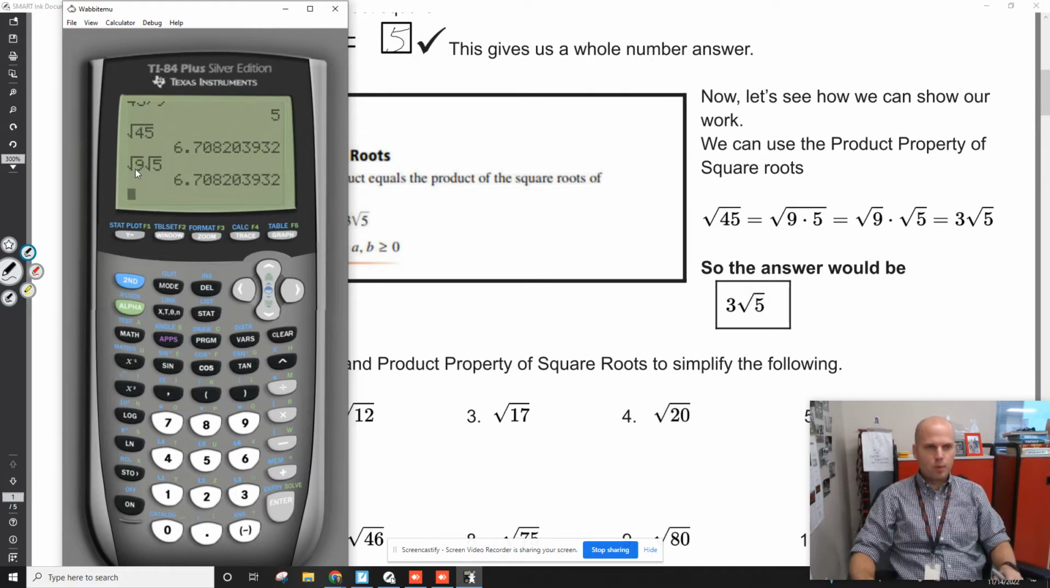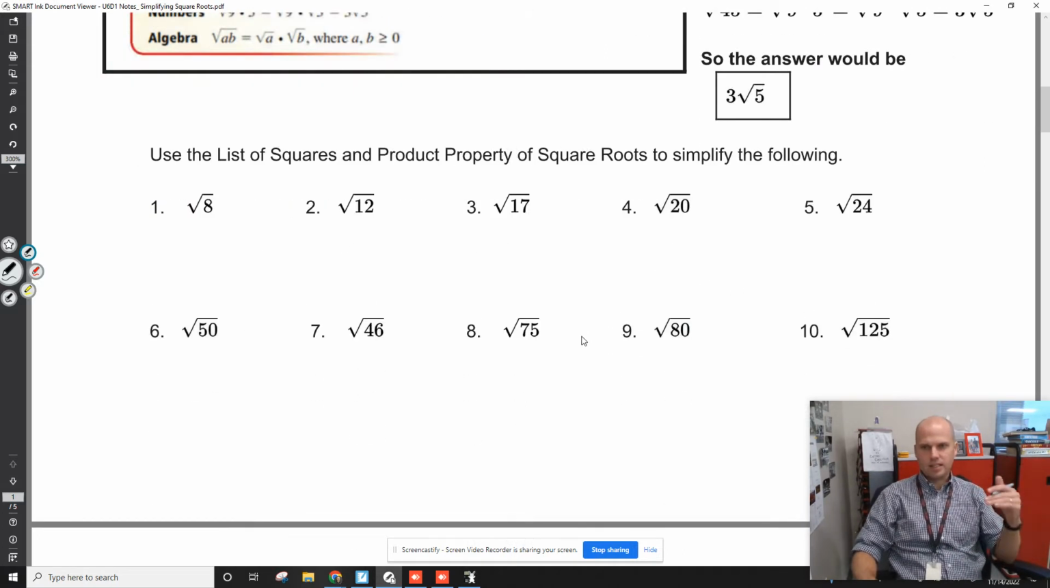But what's more important is that the square root of 9 is 3. The square root of 5 is not a perfect number. So I'm just going to leave my answer as 3 square root of 5. That's the key to this lesson. And it's going to help us when we start solving using square roots, understanding how to simplify these roots.